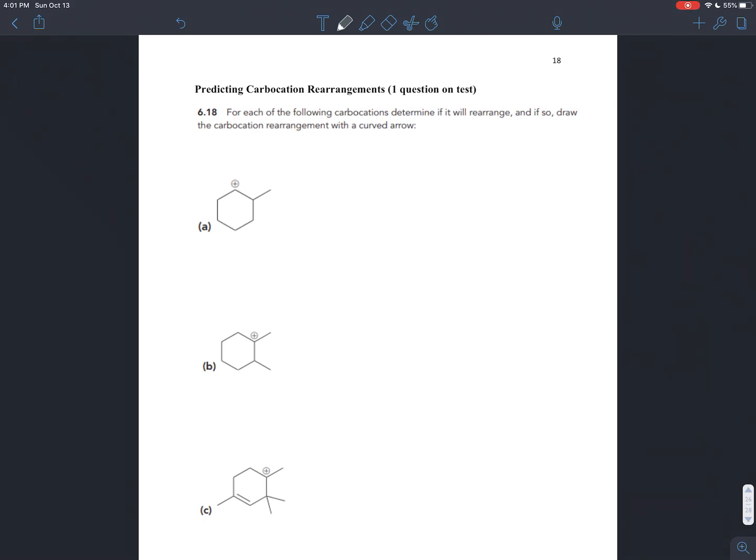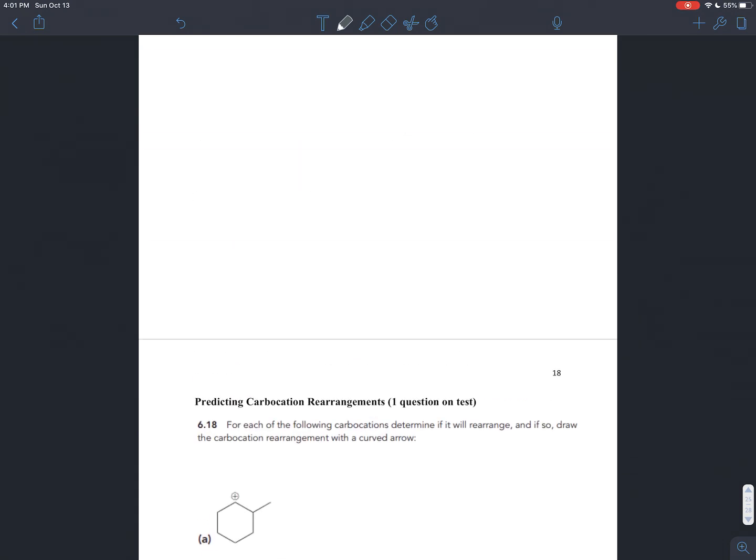Exercise 618 is asking about carbocation rearrangements. So let's break that down. Let's rewind and talk about first what a carbocation even is, and then how it behaves.